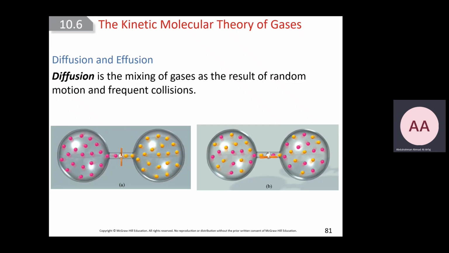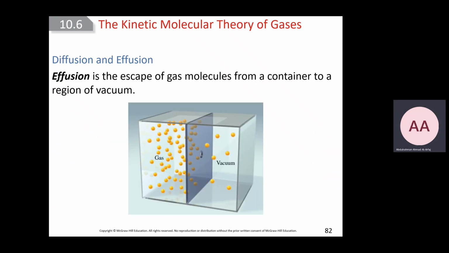Good. Now, what is diffusion? Diffusion means if you have two gases like this separated by this valve, what will happen if you open the valve? They will mix together. This is called diffusion. At the same time, if you have two compartments, one of which contains gas and the other is vacuum, there is nothing in it, but there is a small hole, then the gas will escape from this compartment to the vacuum, and this is called effusion.